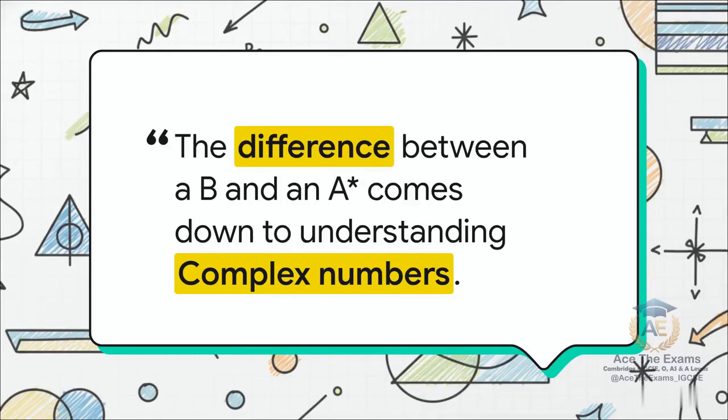Okay, let's taste the stakes immediately. As you can see right here, the difference between a B and an A star often comes down to mastering this exact specific topic, complex numbers and Argand diagrams. If your grasp of these concepts is weak, your grade ceiling drops dramatically. There's just no way around it.